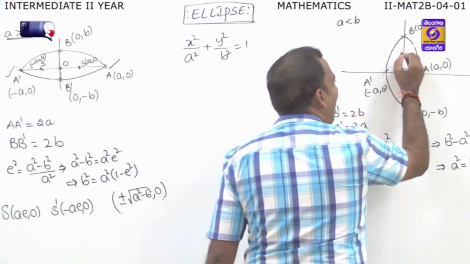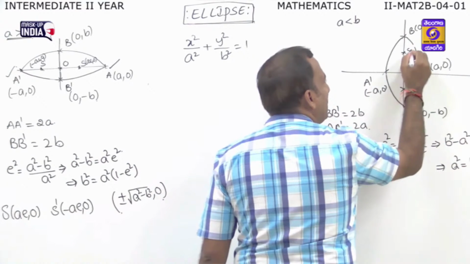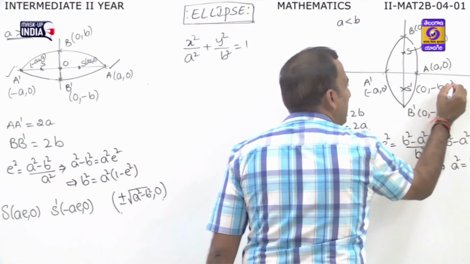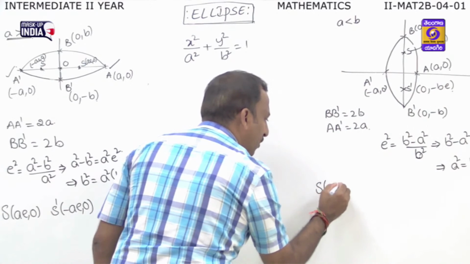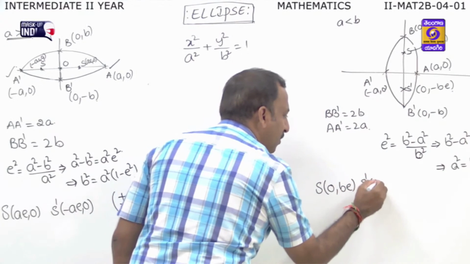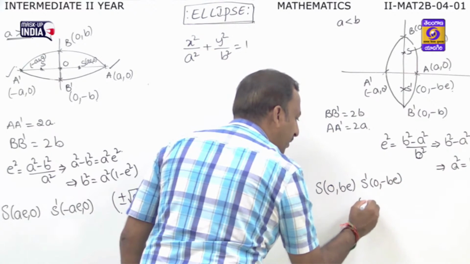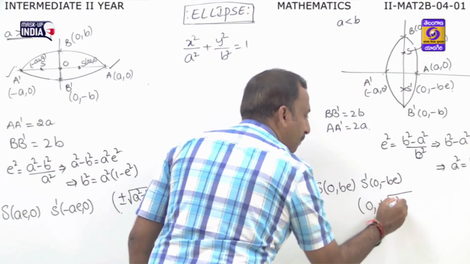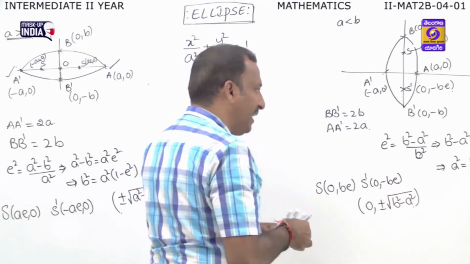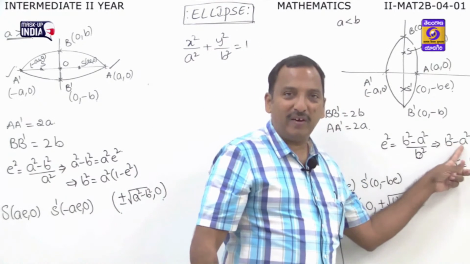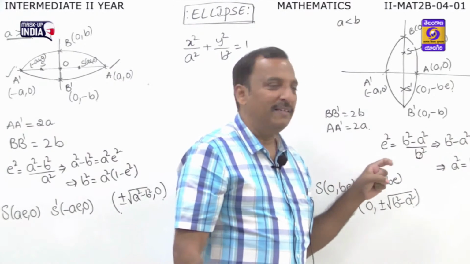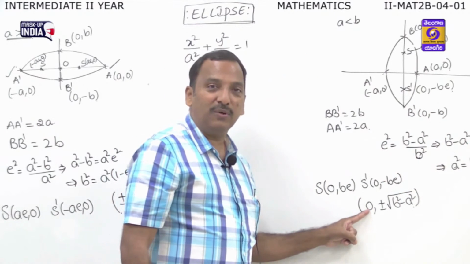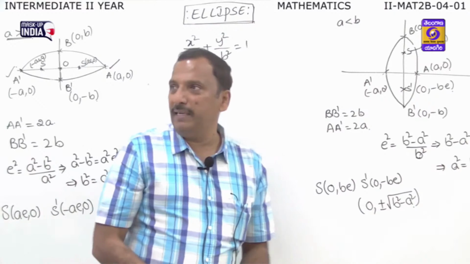Here the foci are s and s dash. These are nothing but 0 comma be and 0 comma minus be. The foci are s 0 comma be and s dash 0 comma minus be. Combining these two, plus or minus root of b square minus a square. Did you understand how it came? Here b square e square is b square minus a square. If we take the root, root of b square minus a square is equal to be. Therefore the foci are 0 comma plus or minus root of b square minus a square.